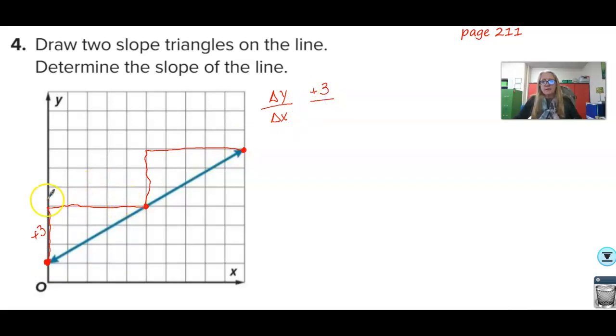The bottom number is how many do you go right? 1, 2, 3, 4, 5. And +5 because we went right. For the second triangle, we would start here and we would go up 1, 2, 3. And then from here we go right 1, 2, 3, 4, 5, which is what we expected. The slope of this line is 3/5.